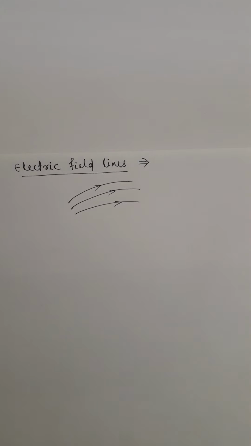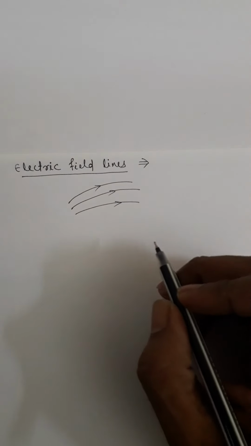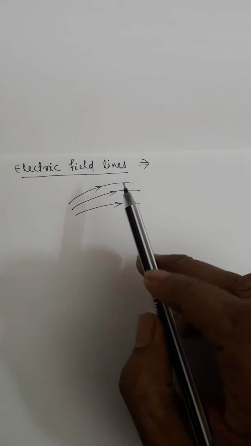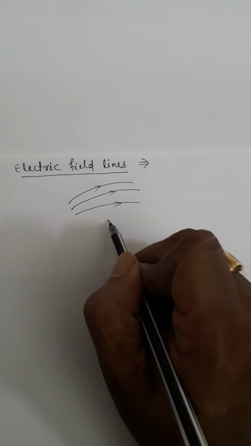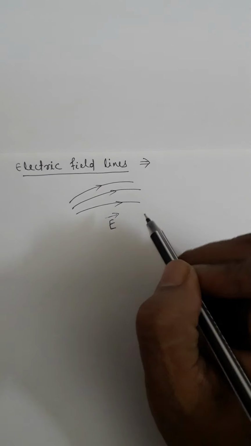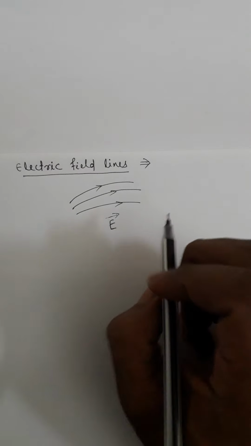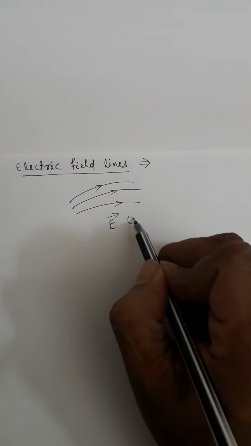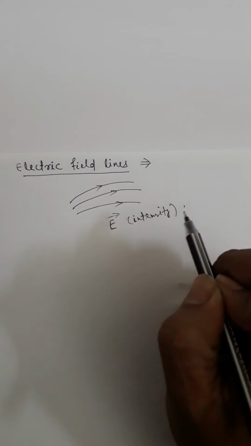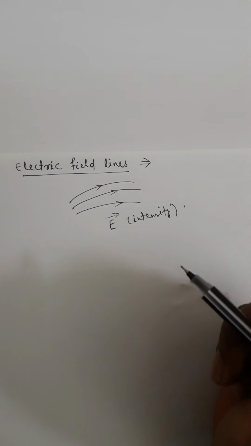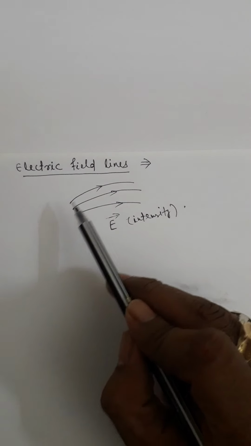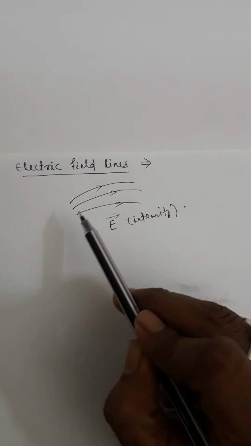Dear students, today we will study electric field lines or electric lines of force. We know electric field is a vector quantity, so it has magnitude and direction. Magnitude means its intensity, and its direction. So to represent its intensity and its direction, we have to make a picture or some graphical lines.